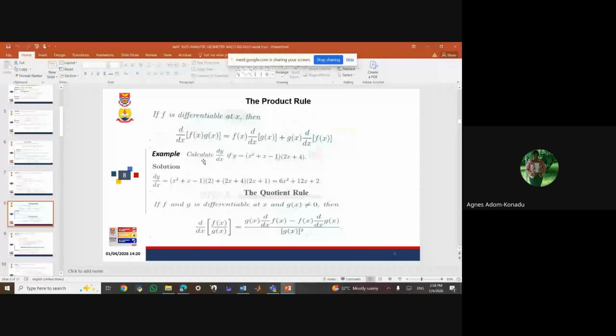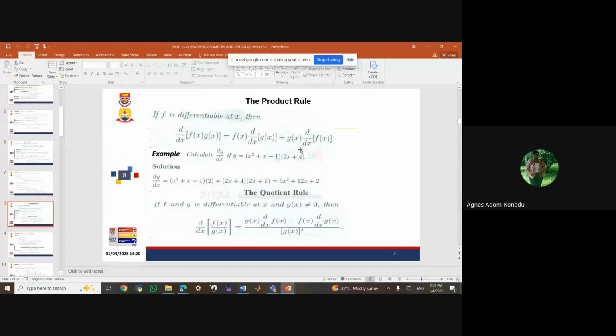Okay, so in this example, if I have the first differentiable function and the second differentiable function, and I want to differentiate by the product rule, I have to keep the first differentiable function. So I'll keep x squared plus x minus 1. Then I will differentiate the second one, 2x plus 4. When I differentiate 2x, I will get 2. When I differentiate 4, I'll get 0.